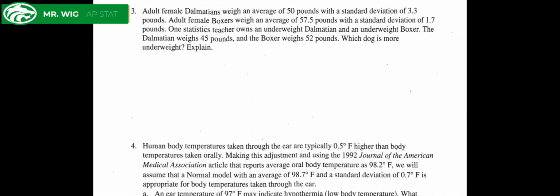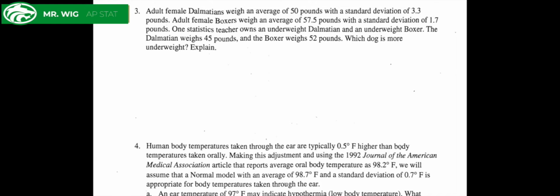Question 3. Here it's giving you 2 different dogs, right? You have a Dalmatian, so the mean for the Dalmatians is equal to 50 pounds. The standard deviation for the Dalmatian is equal to 3.3. We have a boxer, so we have the mean for the boxers, which is 57.5 pounds. We have the standard deviation for the boxers at 1.7 pounds. The question is, one statistics teacher owns an underweight Dalmatian and an underweight boxer. The Dalmatian weighs 45 pounds, the boxer weighs 52 pounds.